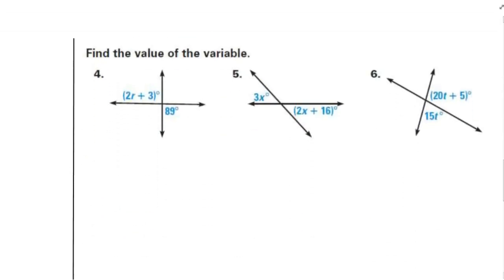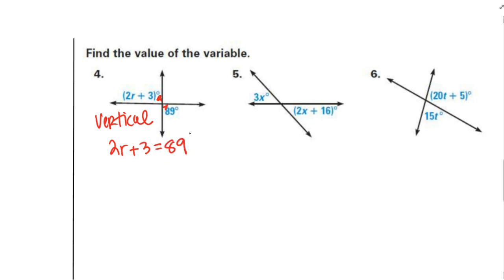Find the value of the variable. Okay, so now we're throwing some algebra in here. If we look at number 4, what kind of angles are they? This angle and this angle. They are vertical, and if they're vertical, they are congruent to each other. So that means 2r plus 3 equals 89.